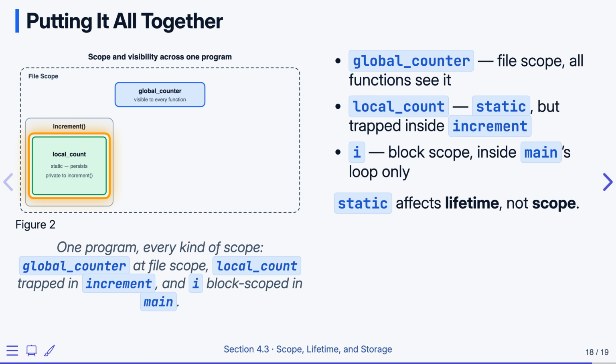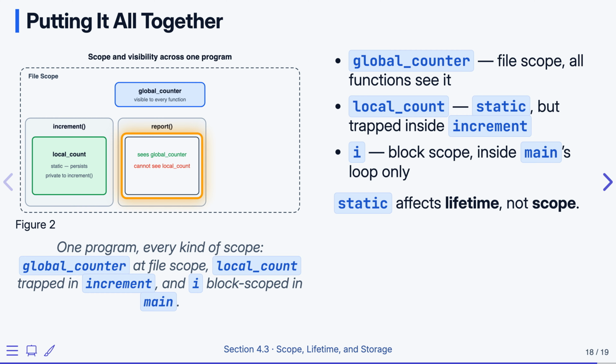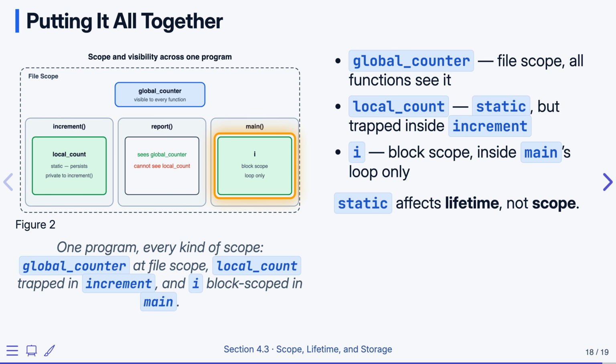Inside the increment function is local count. It is a static local. It persists across calls, but it is private to increment. No other function can see it. The report function can see global counter because global counter is global. But report cannot see local count, even though local count is static. Inside main is the loop variable I. It has block scope. It exists only inside its loop and nowhere else.